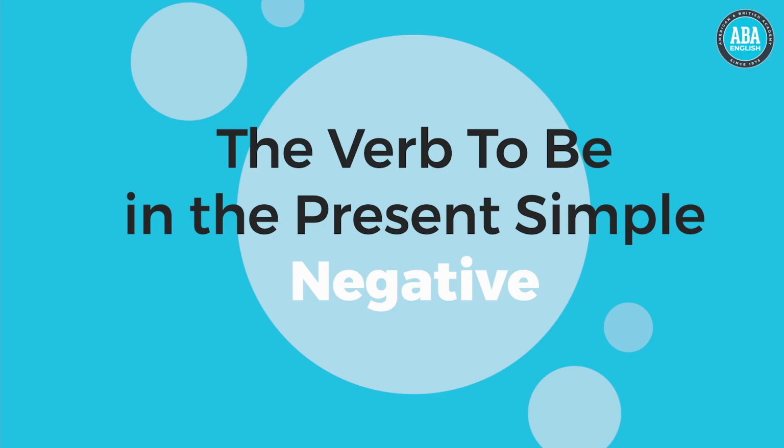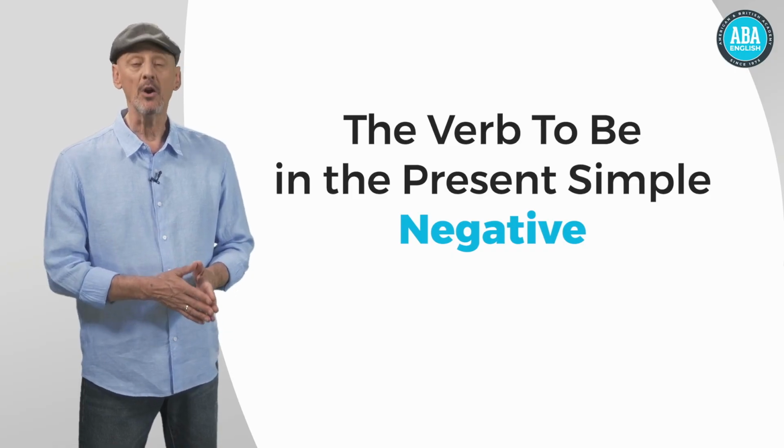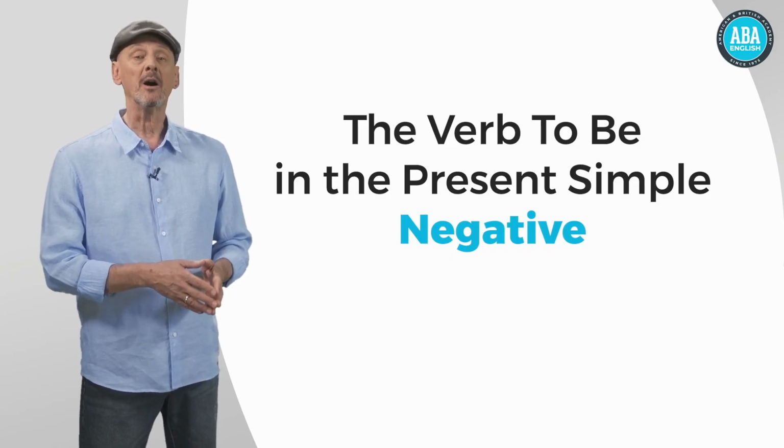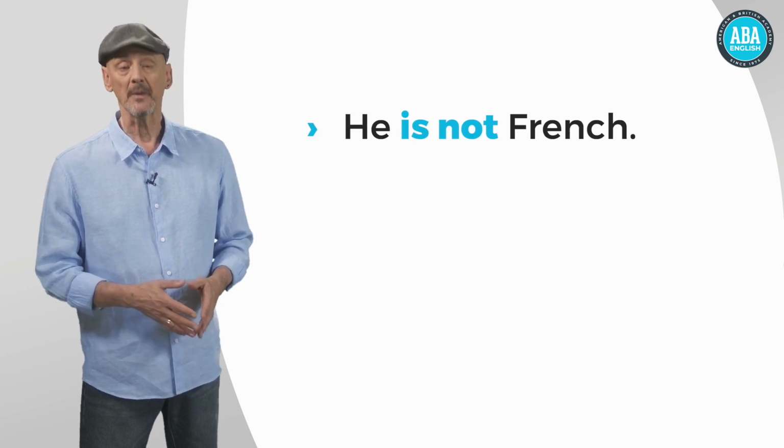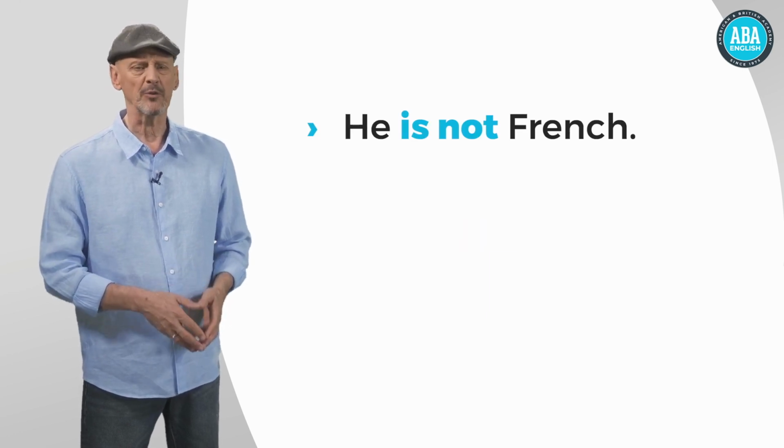The verb to be in the present simple negative. To form negative sentences, we put the word not after the verb, as in, he is not French. Let's see some more examples.